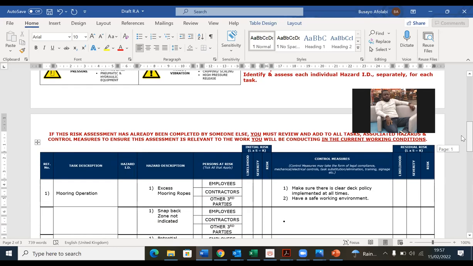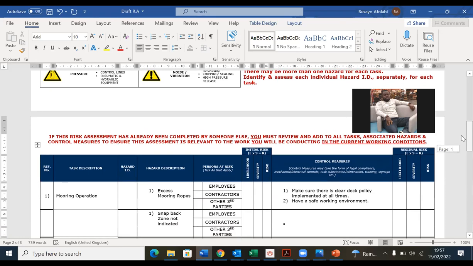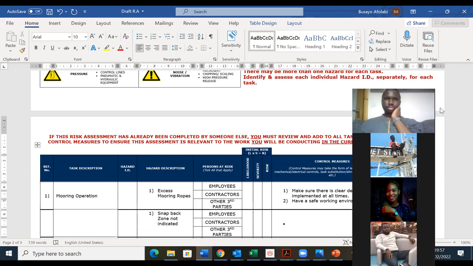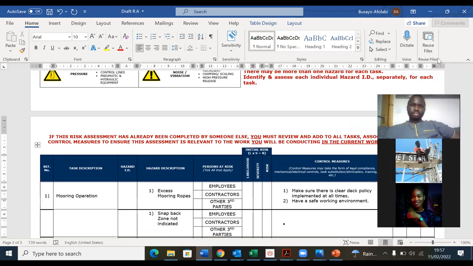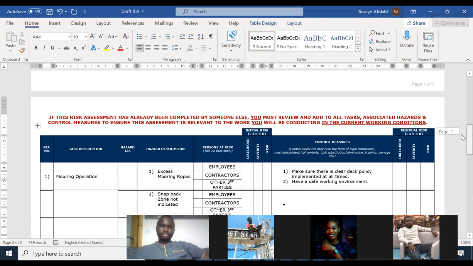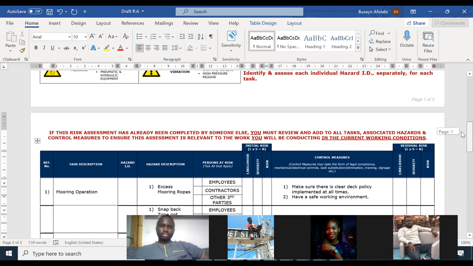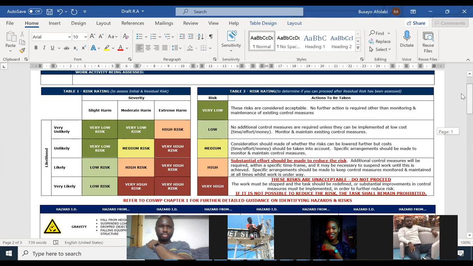Also we have to talk about the initial risk, which includes the likelihood of the risk, the severity of the risk, and the risk itself. So what is the likelihood of having this excessive mooring rope coiling around the crew's leg? Is it very unlikely, unlikely, likely, or very likely? I want an answer from us, please. That's a question for everyone. Very likely.